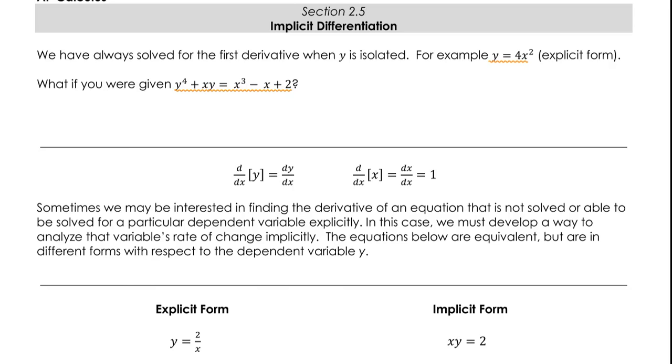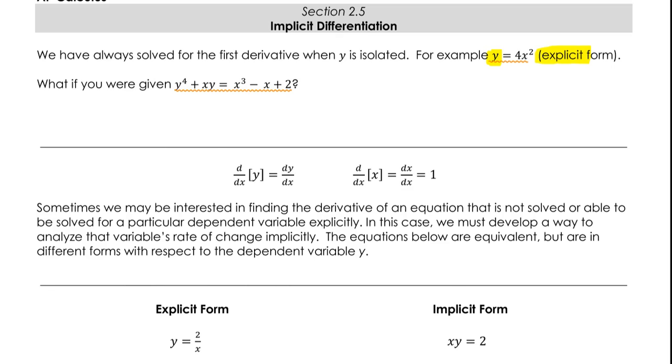Hey guys, starting off 2.5, we're going to look at implicit differentiation. We'll explore what this word "implicit" means in a second. One thing that we can look at is what does explicit mean? If you look over here to the right at the end, this explicit form is when you have y equals. We'll compare explicit to implicit in a second.